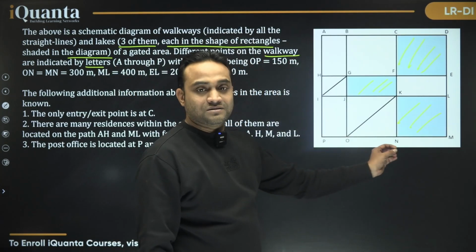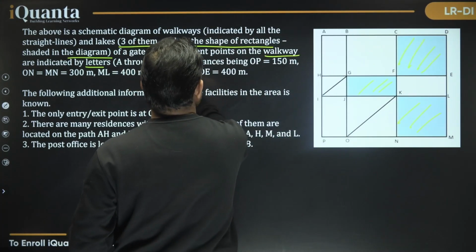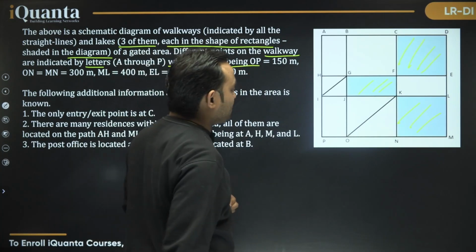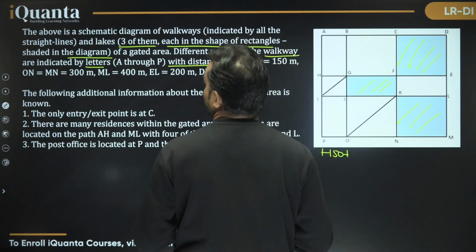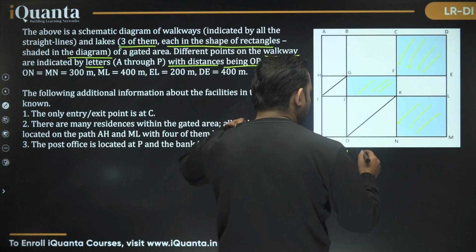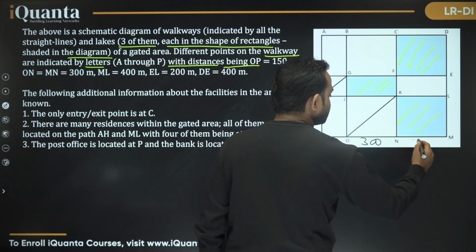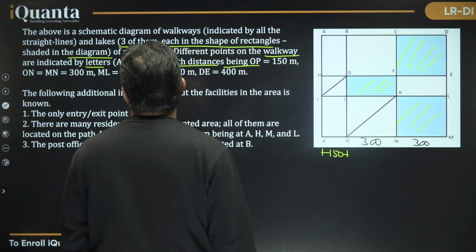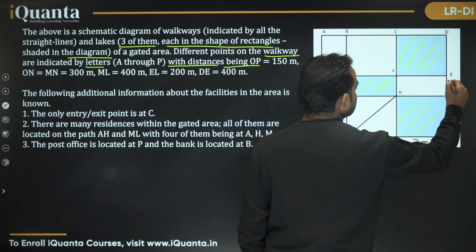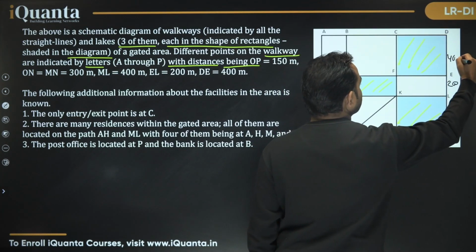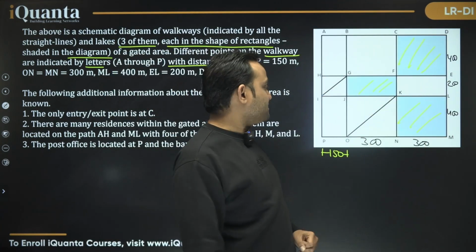So these are the notable points on these walkways, with distances OP is equal to 150. So this OP is 150. ON is equal to OM is equal to 300 meters. So we can say this distance is 300. This is also 300. ML is equal to 400. This distance is 400. EL is equal to 200. DE is also equal to 400 meters. So basically, we can find each of the distances here, right?